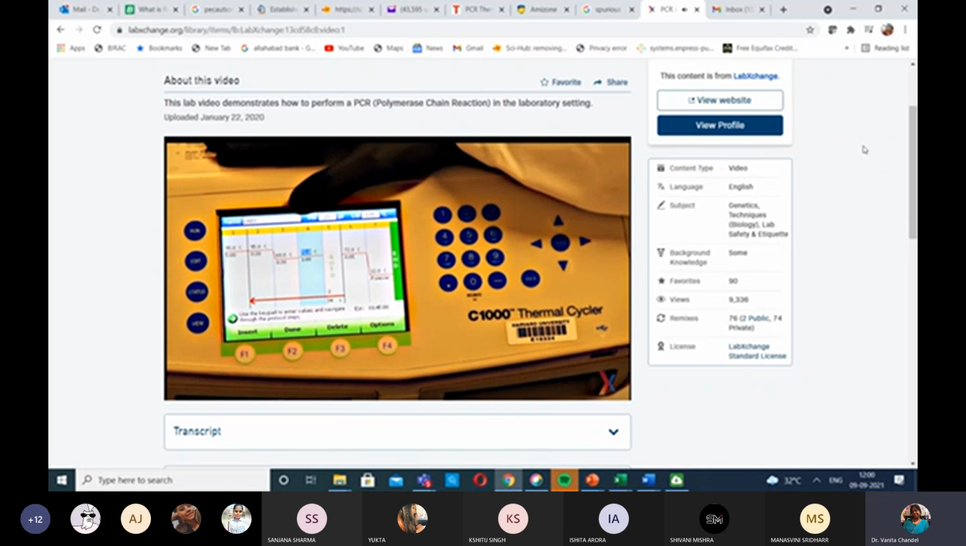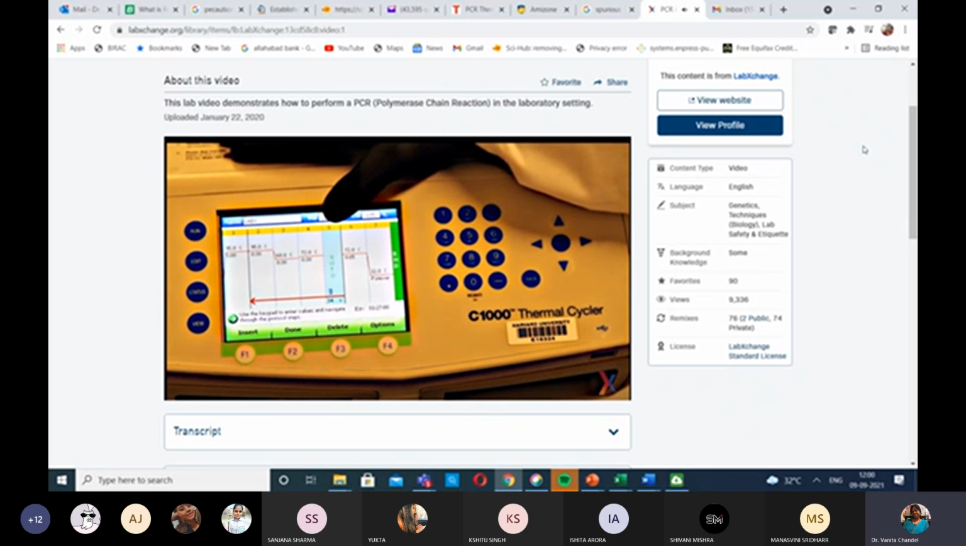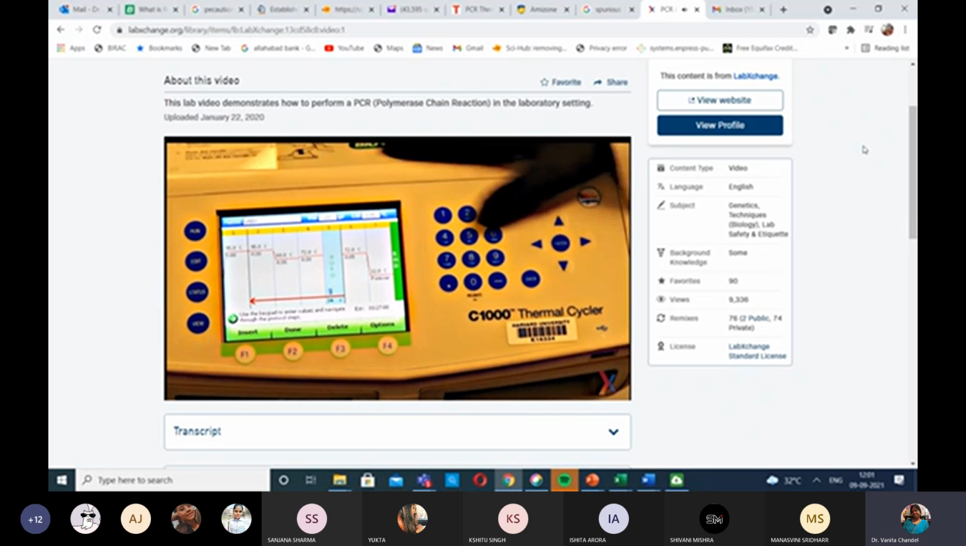And then the last step of the cycle is extension. I want this at 72 Celsius for 30 seconds. Then this cycle will repeat 34 times.